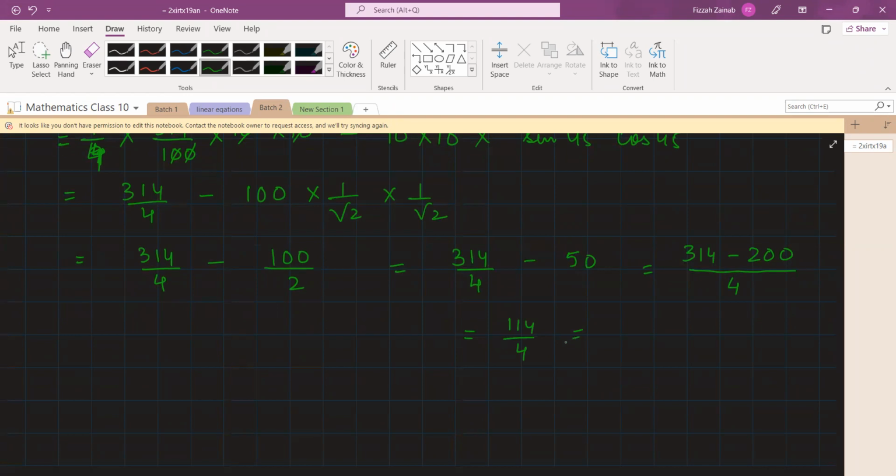And now you can divide this by 4. So 4 into 2 is 8, right? Then you have 34. 4 into 8 is 32. Then you have 20. 4 into 5 is 20. So 28.5 centimeter square because it's area.